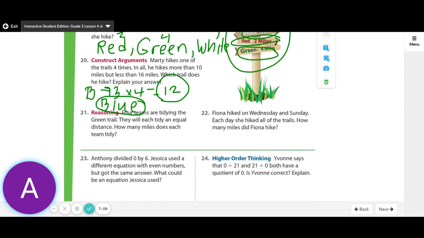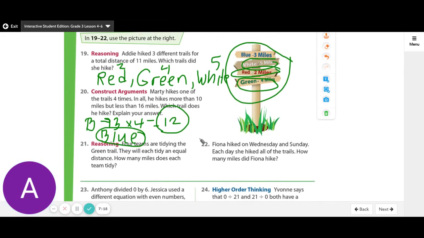Let's look at number 21. 4 teams are tidying the green trail. They will each tidy an equal distance. How many miles does each team get? So there's 4 teams tidying the green trail. So we think about 4 divided by 4, and we see the green trail over here is 4 miles. So I know each team would get 1 mile to clean.